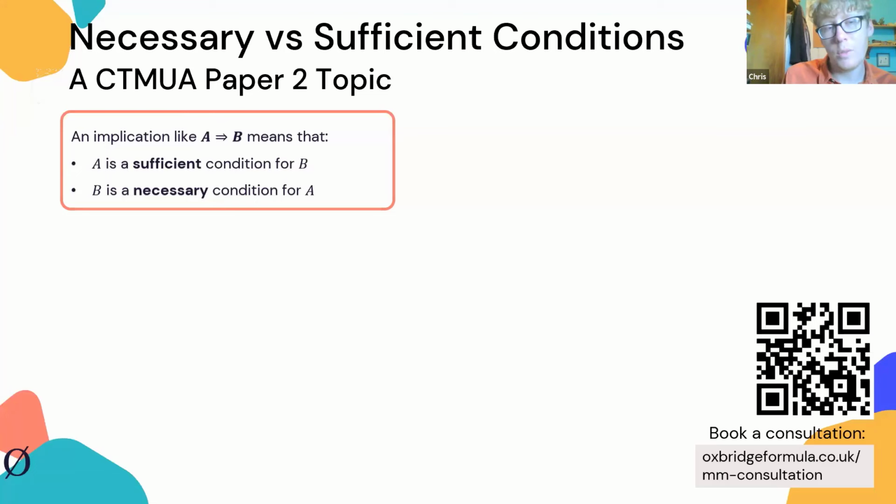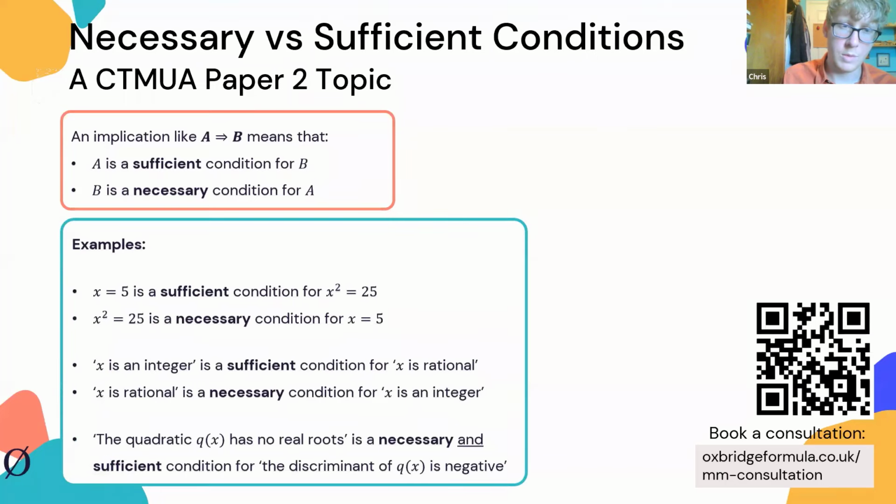But when you have a question about necessary or sufficient conditions, or both, it's often useful to translate it back into implications between statements. It makes it easier to keep track of what you want. So we've got some examples here of necessary and sufficient conditions. For instance, if x is 5, then x squared equals 25. That makes x equals 5 sufficient for x squared equals 25.